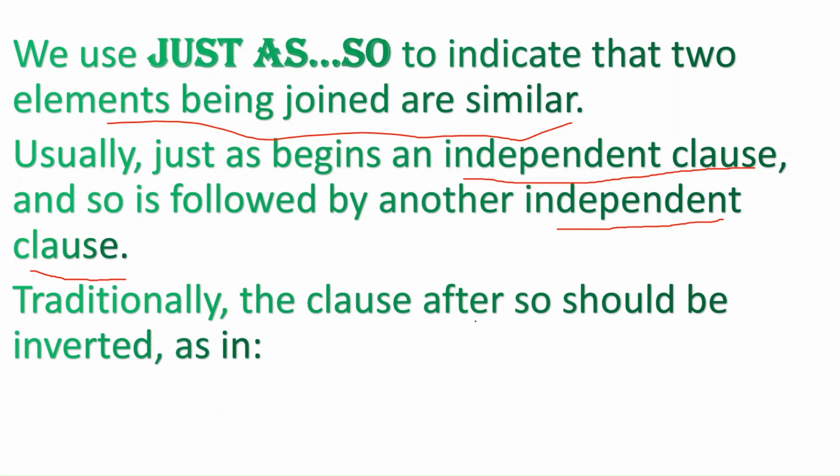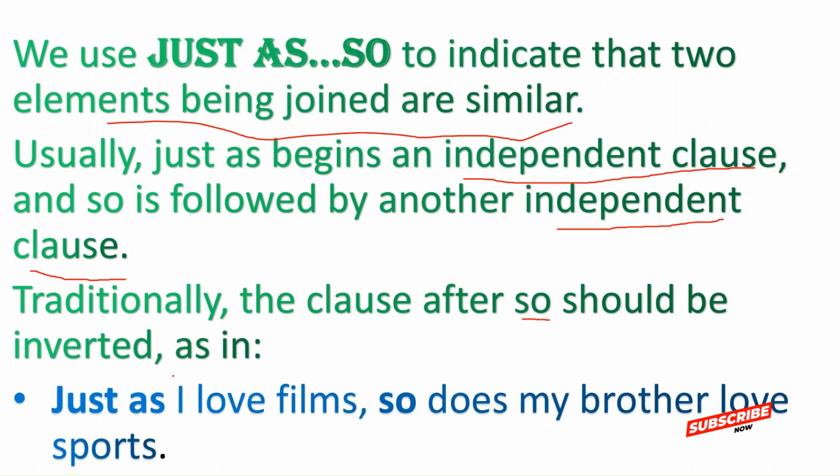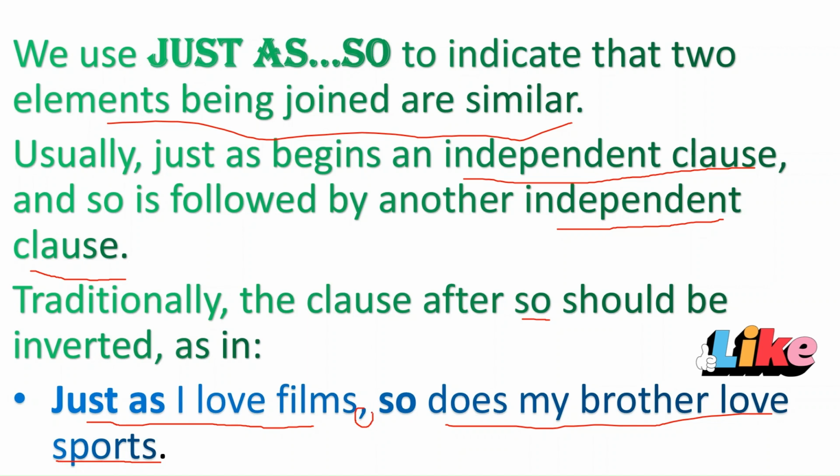Traditionally the clause after so should be inverted, I mean in interrogative form, as in, let's see, just as I love films, so does my brother love sports. So both elements are similar. This is an independent clause, and this is also an independent clause. Here is so, so we will use a comma here.